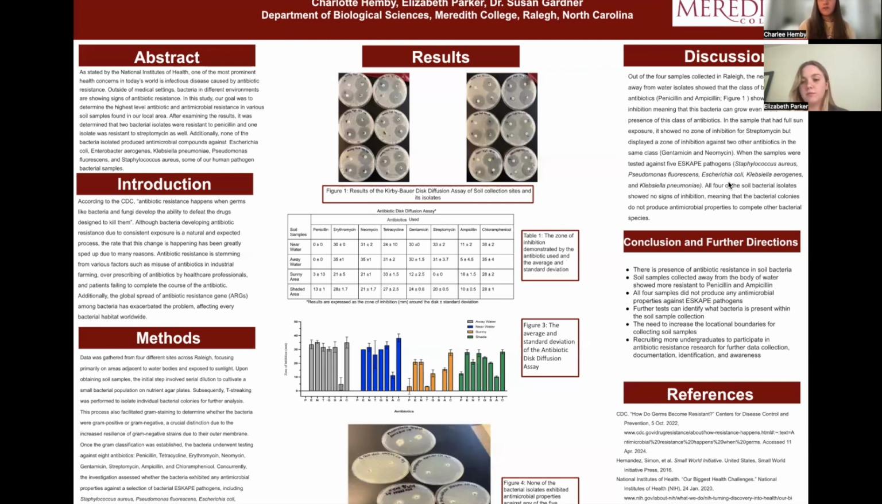With our samples, we tested against the ESKAPE pathogens. All of our samples showed no zones of inhibition, which is interesting to find because these bacteria actually grow alongside different pathogens. So there's no competition needed for these bacteria to live in the presence of E. coli, Staphylococcus aureus, and the other ESKAPE pathogens. We found that there is in fact a presence of antibiotic resistance in the soil samples. It was also interesting to see that the soil samples collected away from the body of water showed more resistance to penicillin and ampicillin. All 4 of our samples did not produce any antimicrobial properties at all.